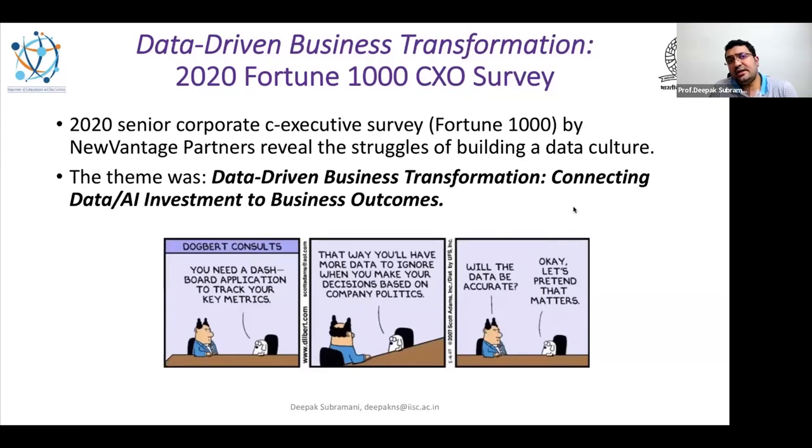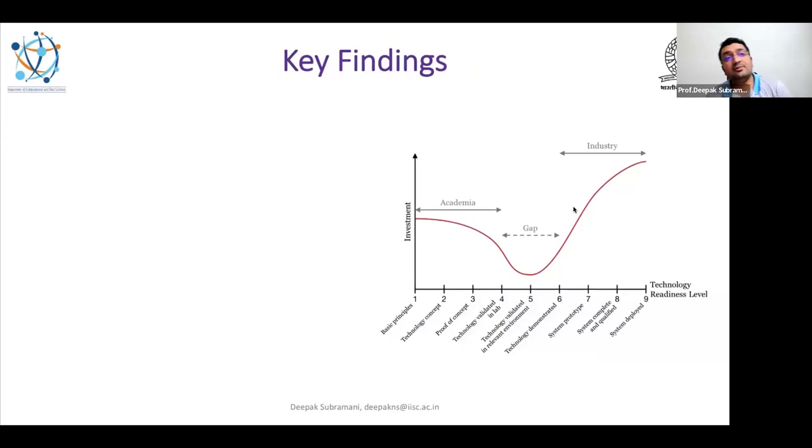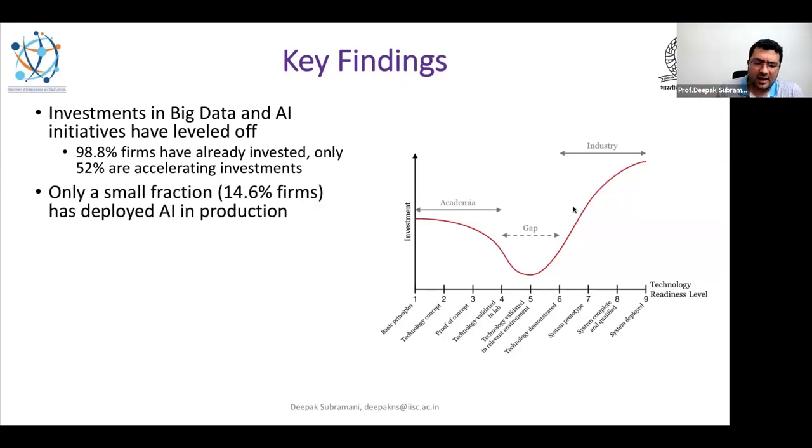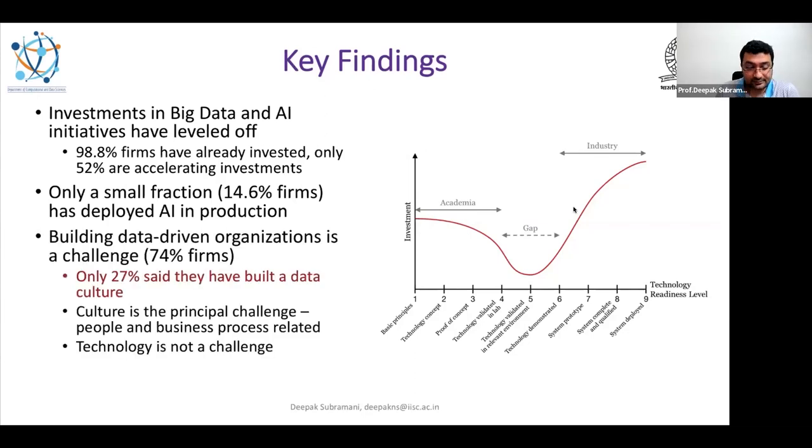And the theme was data-driven business transformation, connecting AI investment to business outcomes. They studied that, and the key findings were that investment in big data and AI has leveled off. Almost 99% of firms have invested, and only half of them are actually accelerating their investment. And only a very small fraction has actually put AI in production.